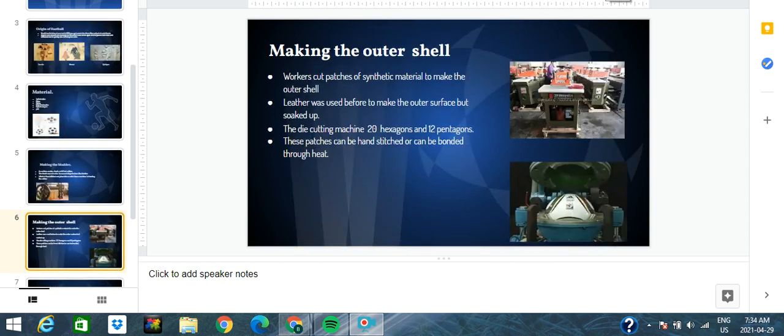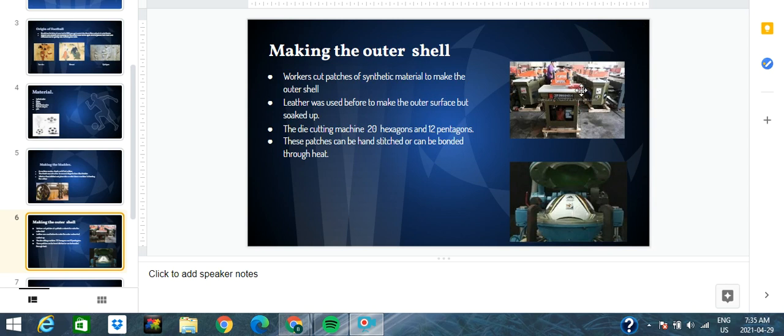Then we have the second most important part, making the outer shell. So workers cut patches of synthetic material to make the outer shell. Before, leather was used, but it wasn't really practical because when it got wet, it became really heavy and didn't really have any bounce to it.